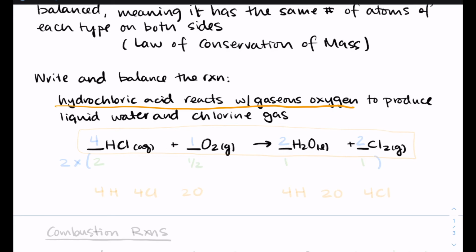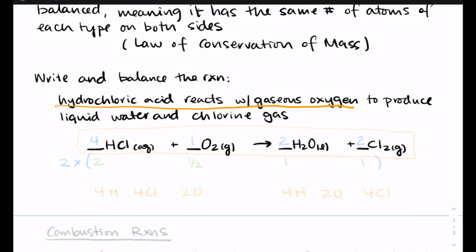I'm sure we're not that lucky, but if we take a quick look, hydrochloric acid is the only thing that has a hydrogen in it. It has 1 hydrogen, and water has 2 hydrogens. So we're definitely not balanced here. We're going to have to put some coefficients in and see what happens.